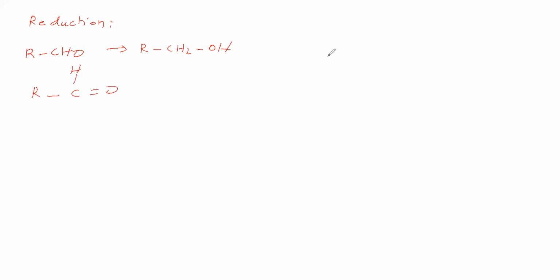Here the pi bond is breaking. This side 1H, this side 1H. So we are getting the alcohol. What reducing agent can we use for this reduction? One is lithium aluminum hydride in the solvent ether.